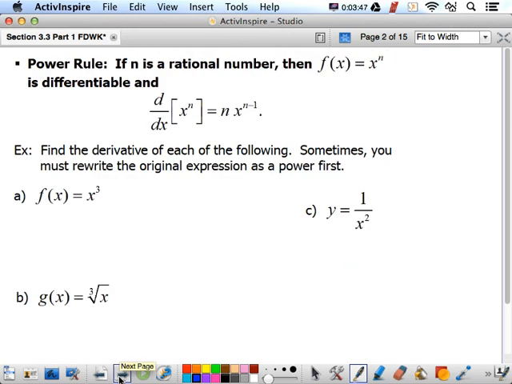Now we're going to talk a little bit about the power rule. The power rule states that if n is a rational number, then the function f of x equals x to the n power is differentiable, and the derivative with respect to x of that function will equal n times x to the n minus 1. So that's the power rule. The power rule will change your life.